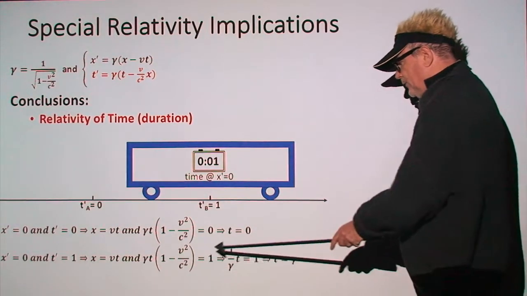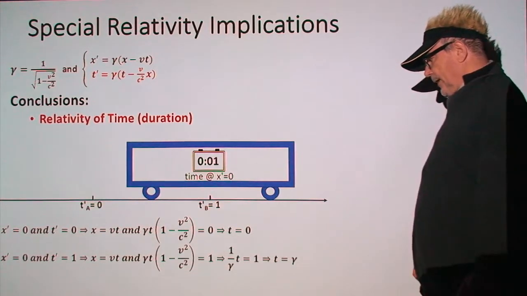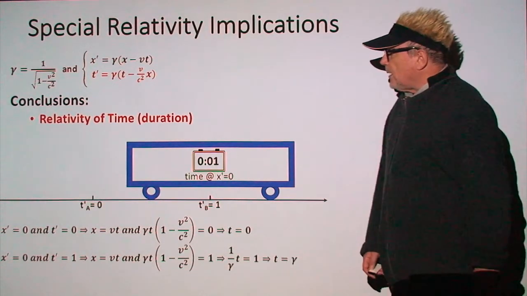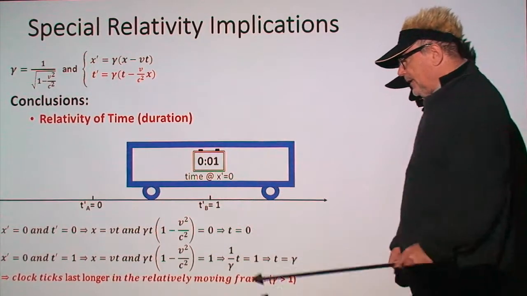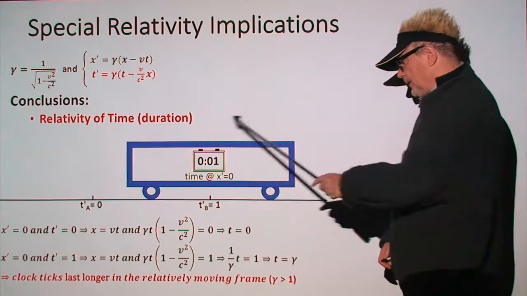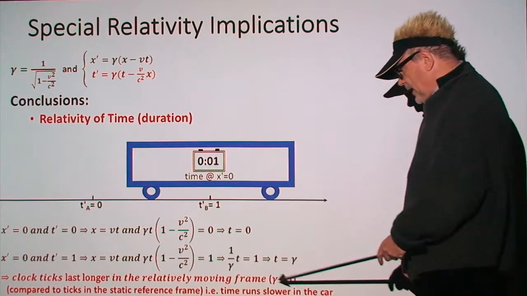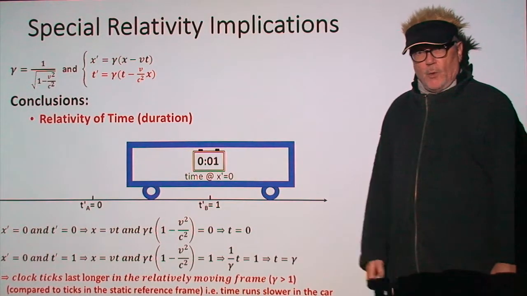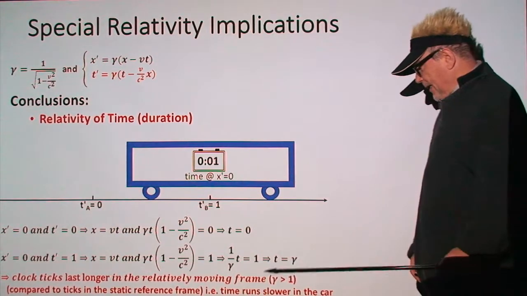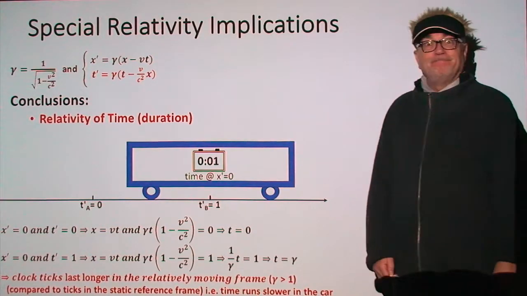And from that, you can derive that 1 over gamma times t is equal to 1. Therefore, t is equal to gamma. And what that means here, based on this, is that clock ticks last longer in the car than on Earth. And therefore, time runs slower in the car. So when you're moving, time is slower. And again, with this magic factor, the Lorentz factor called gamma.